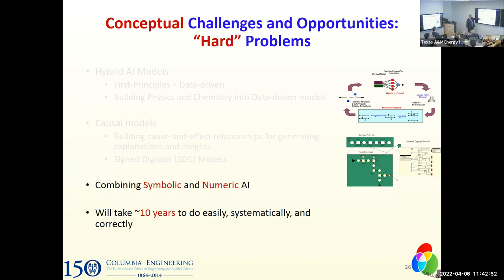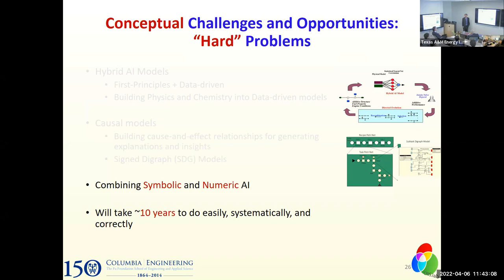Basically, how do you combine symbolic AI, which is the AI of the expert systems, and the numeric AI, which is the machine learning today? I think this will take another 10 years or so to do them well, because people are underestimating the difficulties in building hybrid AI models.